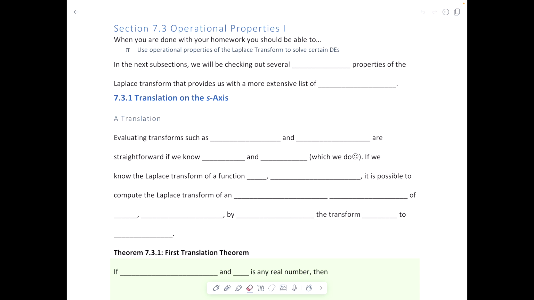Anyway, here we go. Section 7.3, Operational Properties 1. When you are done with your homework, you should be able to use operational properties of the Laplace transform to solve certain differential equations. In the next subsections, we'll be checking out several operational properties of the Laplace transform that provide us with a more extensive list of transforms. And then you'll see that list in Appendix C.